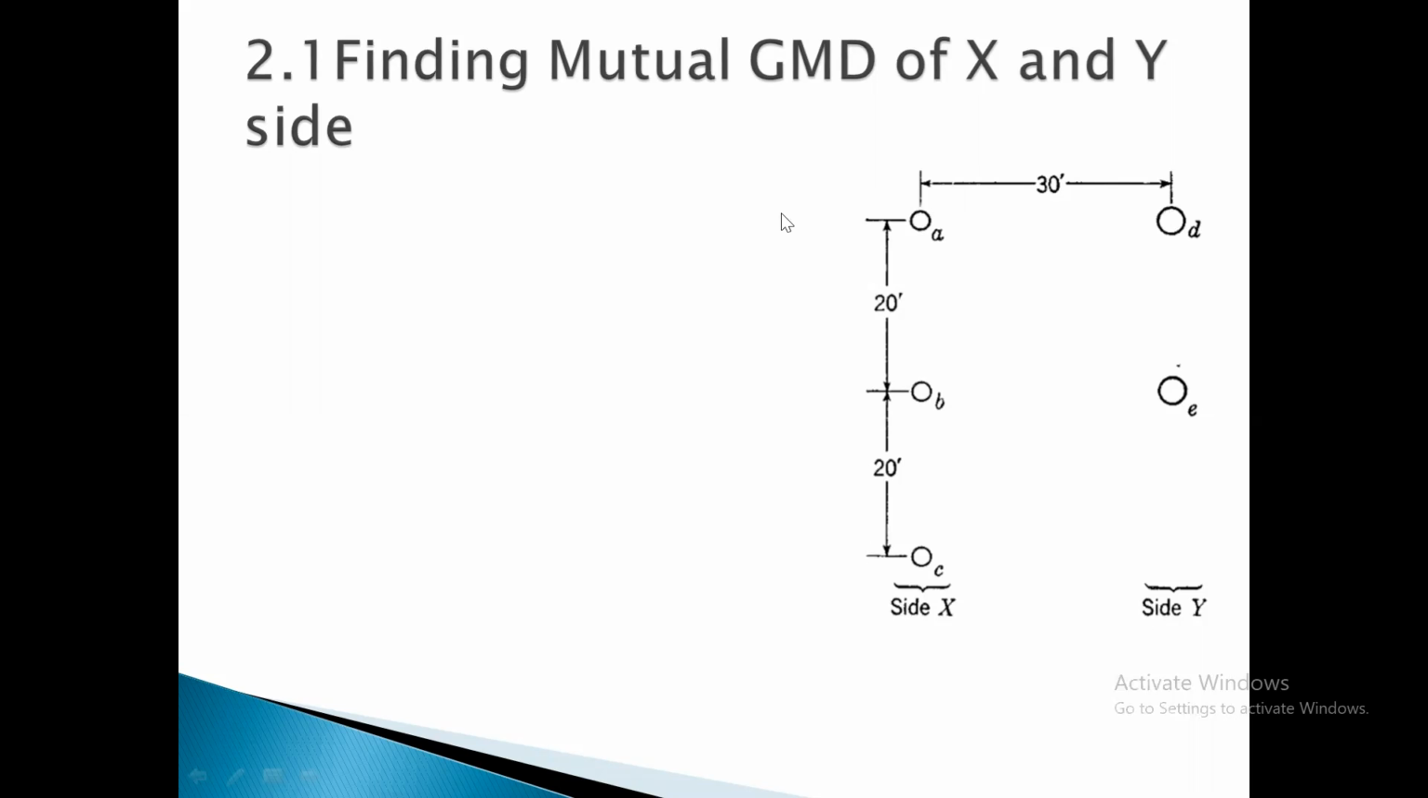For mutual GMD, I will consider the distances of both sides. For self GMD, as we calculated in the last lecture, I will just consider one side. So firstly we are going for mutual GMD, because I didn't explain it before. Here, the given transmission line has two sides, X and Y, and we have to calculate the mutual GMD.